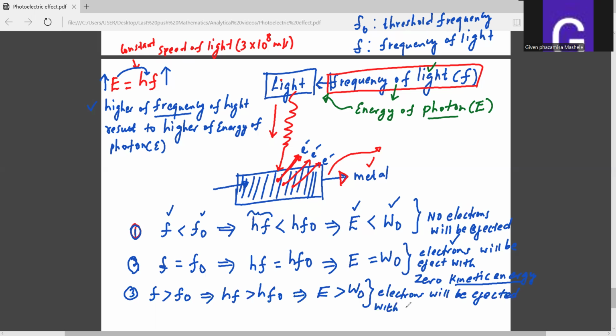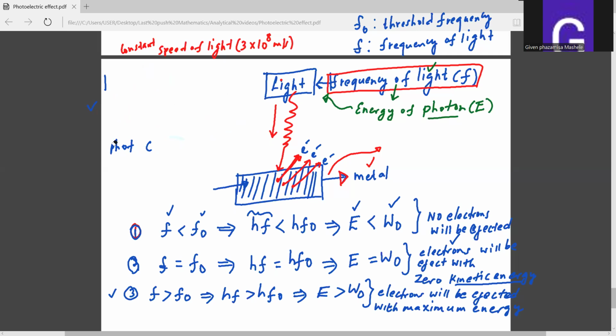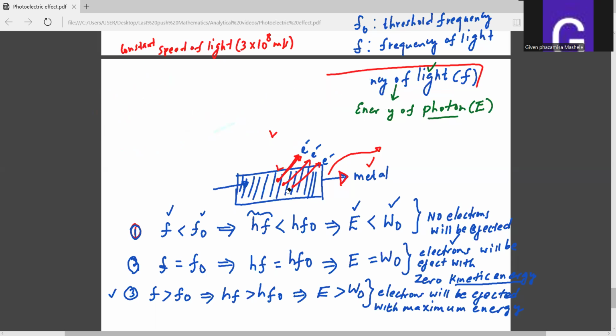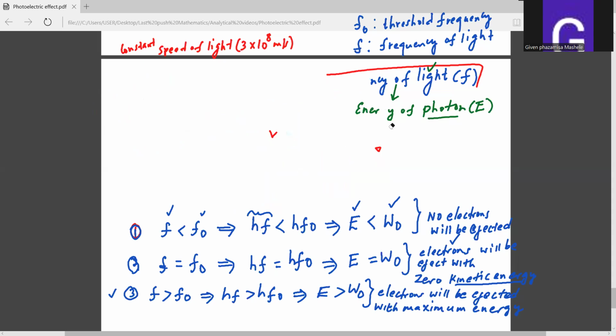With maximum kinetic energy. That's why this last step is the one that leads to what we call the photoelectric equation. Because if the energy of photon is bigger than the work function, it means that there is an extra energy that will be added into the system. And that energy is called the kinetic energy.